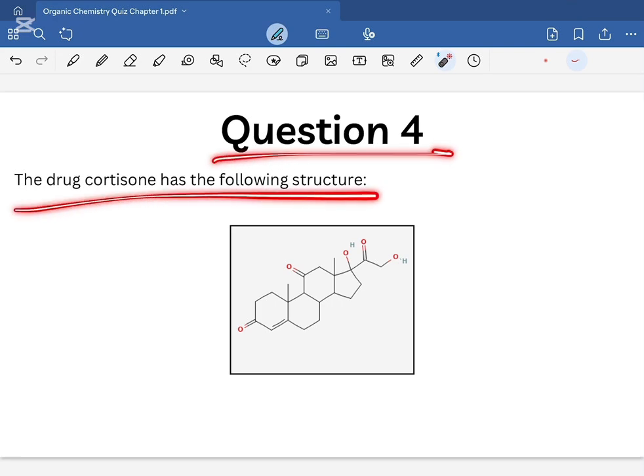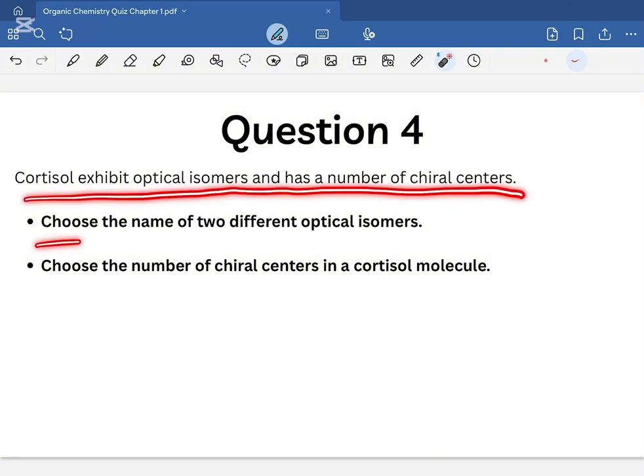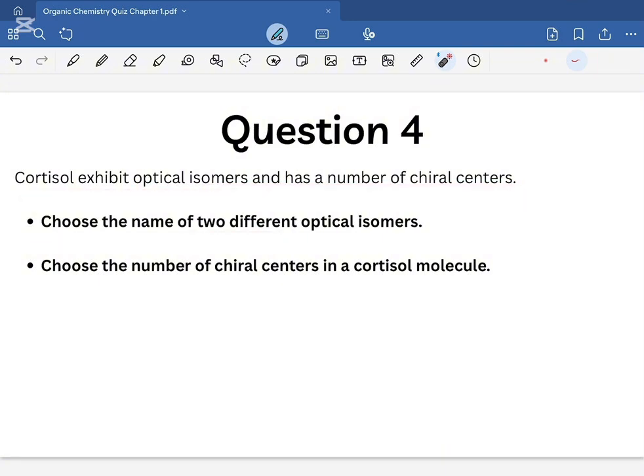Question 4, the drug cortisone has the following structure. Cortisol exhibits optical isomers and has a number of chiral centers. Choose the name of 2 different optical isomers. So the correct name is going to be enantiomers.